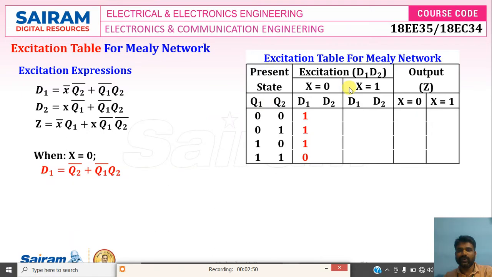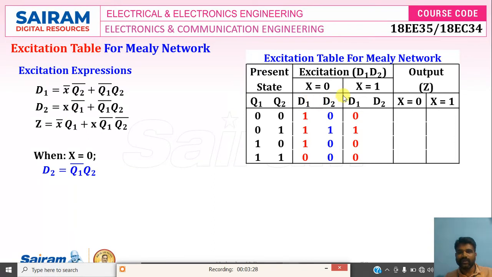Similarly, when x is equal to 1, the first term becomes 0 and the second term will be present, and this is 1 when q1 q2 is 0 1. When it is 0 1, it is 1, and the remaining combinations are 0. And for D2, by substituting x equal to 0, the first term becomes 0. The reduced expression is q1 bar q2, and this is 1 when q1 q2 is 0 1. So when it is 0 1, D2 is 1, and the remaining combinations are 0.